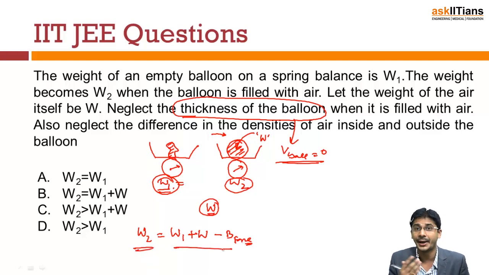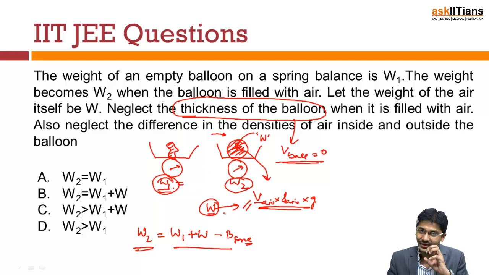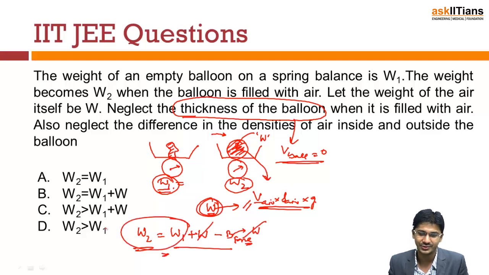Now we have to find out what is the buoyant force of the air. The buoyant force of the air will be the volume of the air into density of the air into g, right? This will be the buoyancy force, the weight of displaced volume. Now we know that this is actually equal to W, which was given to you, because the density of air inside and outside is the same, and the volume that has now been occupied by this balloon is actually the same as the displaced volume. So this W is actually equal to the buoyant force. So this will cancel out. W2 is actually equal to W1. So the correct answer, if you look into it, is A. Let's move to the next question.